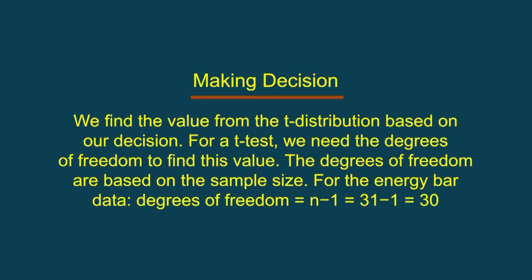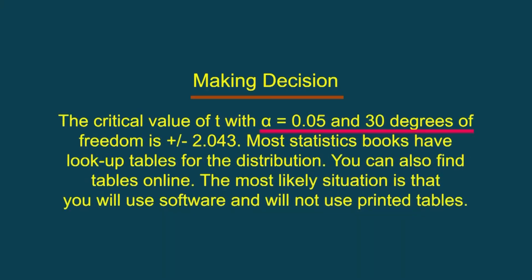Now, in our situation, the degrees of freedom will be n minus 1. N is the sample size, which is 31. So 31 minus 1, 30 is our degrees of freedom. The critical value of t with alpha equals 0.05 and 30 degrees of freedom is plus minus 2.043. Why are we taking plus minus 2.043, not plus 2.043 or minus 2.043? I am giving a hint, can you tell us the answer on the basis of the testing problem?